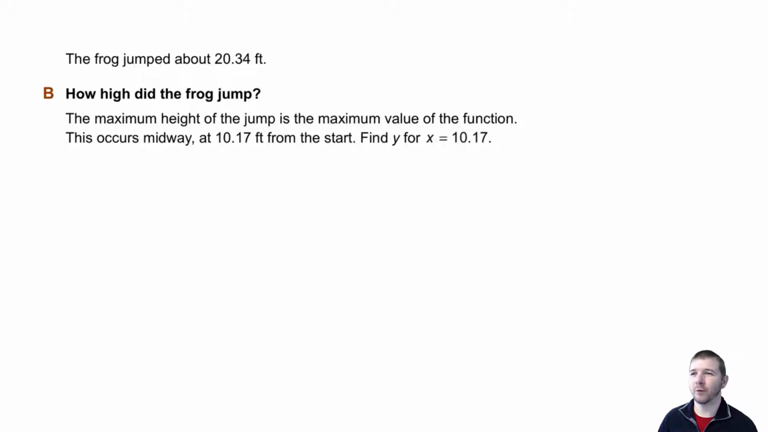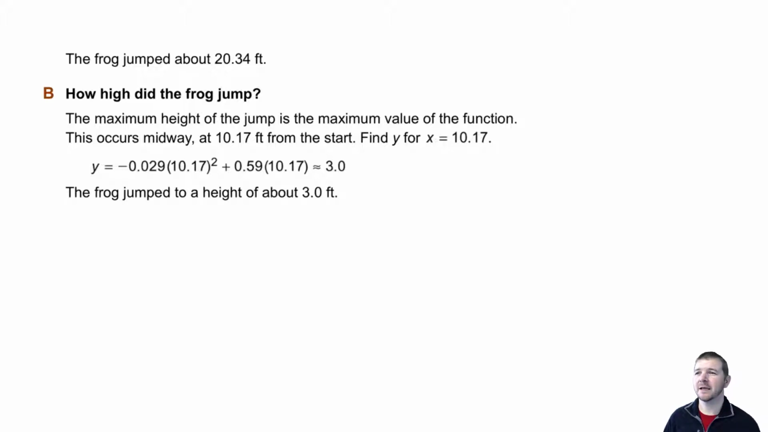Our job then is to find y for x equals 10.17. We substitute 10.17 for x into our function. Y equals negative 0.029 times 10.17 squared plus 0.59 times 10.17, and that's approximately 3.0. So we can state the frog jumped to a height of about 3 feet.